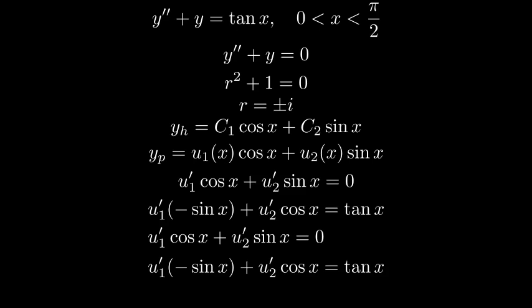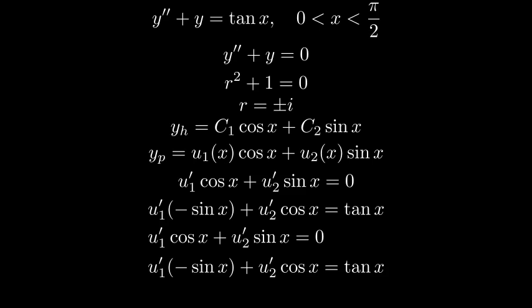Negative u₂' tan(x) sin(x) plus u₂' cos(x) equals tan(x). Simplifying, u₂' times the quantity tan(x) sin(x) plus cos(x) equals tan(x), factoring out u₂'. The term in brackets can be simplified.